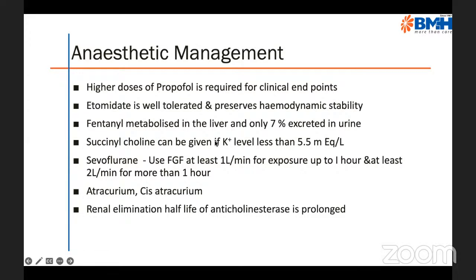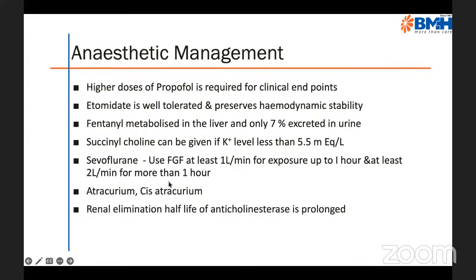Succinylcholine can be given if the potassium level is less than 5.5 milliequivalent per liter, which should be the case in a well-dialyzed patient. Sevoflurane, there was a theoretical concern, but the FDA says that you can use it at less than 1 liter per minute for an exposure up to 1 hour, and at least more than 2 liters per minute for procedures longer than 1 hour.